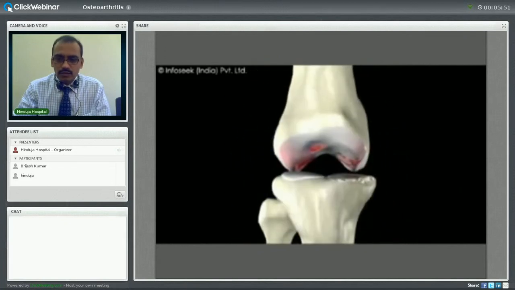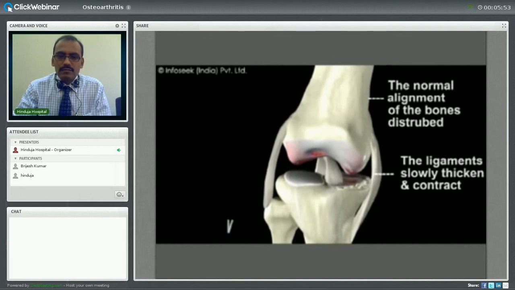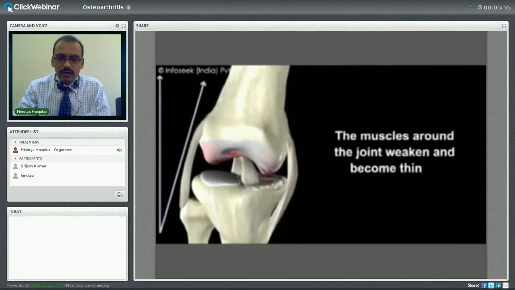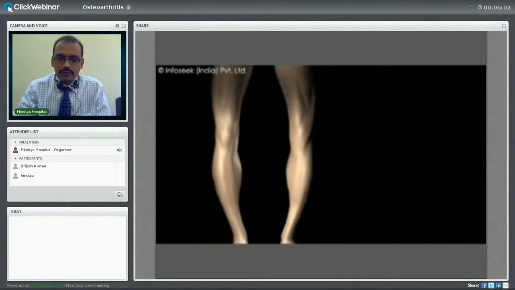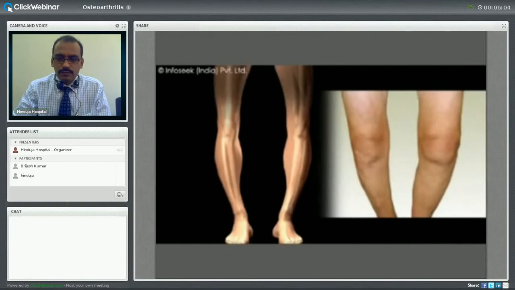These roughened cartilages give rise to small bones, and the ligaments slowly thicken and contract. The muscles around the joint may gradually weaken and become thin. This causes misalignment of the knee, and these knees become deformed, and bowing of the knee happens, as you can see in this video. This causes the joint to lose shape.